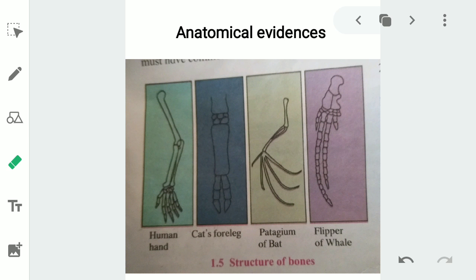So this indicates that they have common ancestors, right? This bony structure tells us that all these animals have a somewhat common ancestor. That's why they have the same structures of bones. So this is the anatomical evidence. Now this anatomical evidence was asked in the March 2020 SSC board exam, so mark it as important.